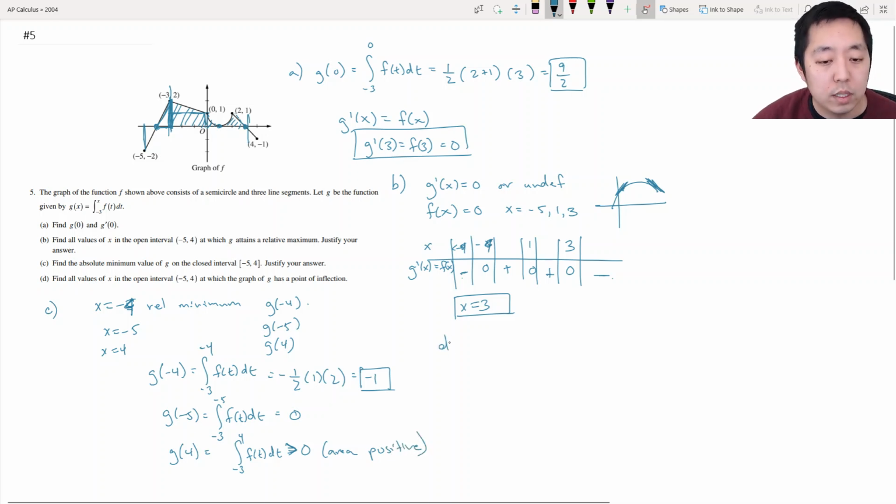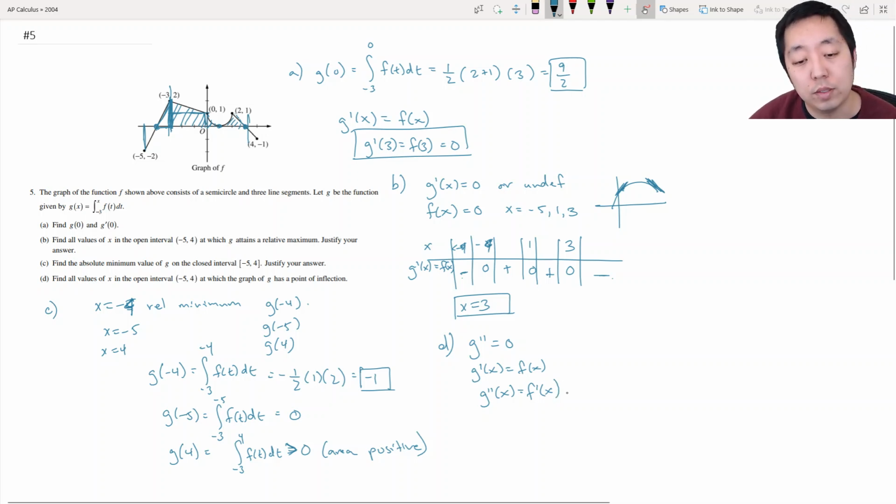Okay. And then D, this is kind of a long question. Find all the values of x in the open interval negative 5 to 4 at which the graph of g has a point of inflection. A point of inflection is when the second derivative is equal to 0 and it changes signs. So we know that g prime of x is equal to f of x. So we know g double prime of x is equal to f prime of x. So I want to look for when f prime of x is equal to 0. That's the slopes. So you could do 0 or undefined.